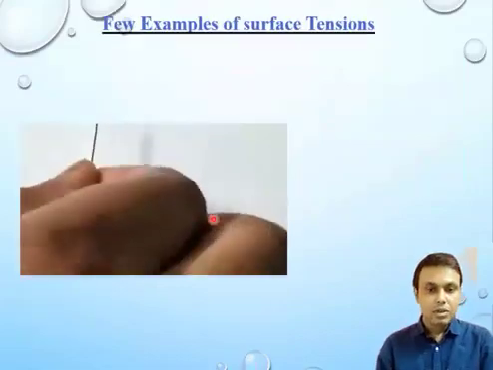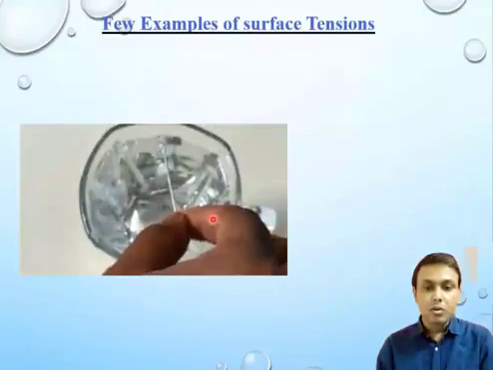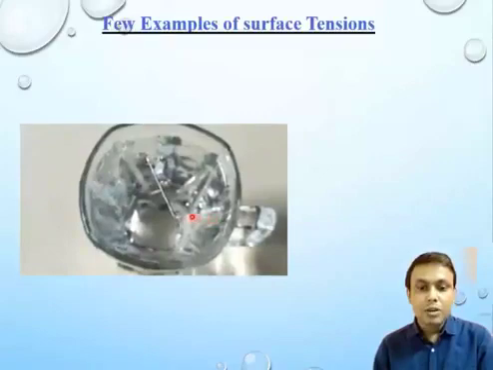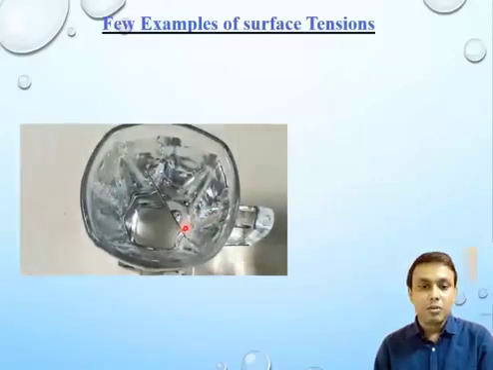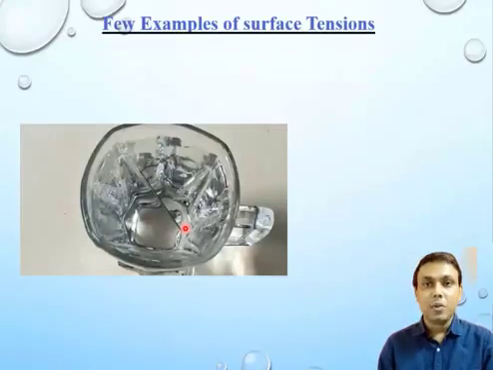Next, you see this needle. I am keeping this needle on the water surface, and interestingly, it is floating on the surface of water. Now, you know that normally the material of the needle is heavier than water. In spite of that, it is floating on the water surface. This is also due to surface tension.